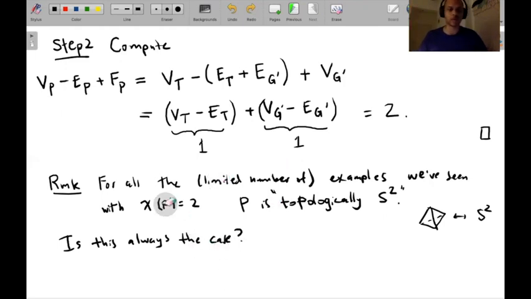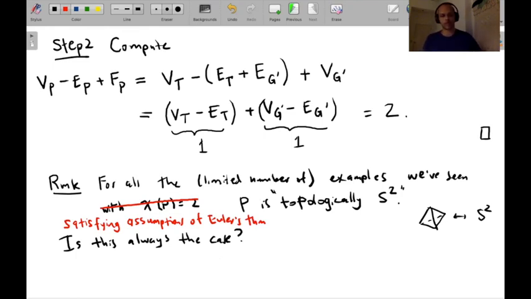Yeah, this isn't quite the question I want to ask. This is a reasonable question. Let me... really what I want to ask is, if you have a polyhedron P satisfying the assumptions of Euler's theorem, is P topologically S2? And is this always the case?